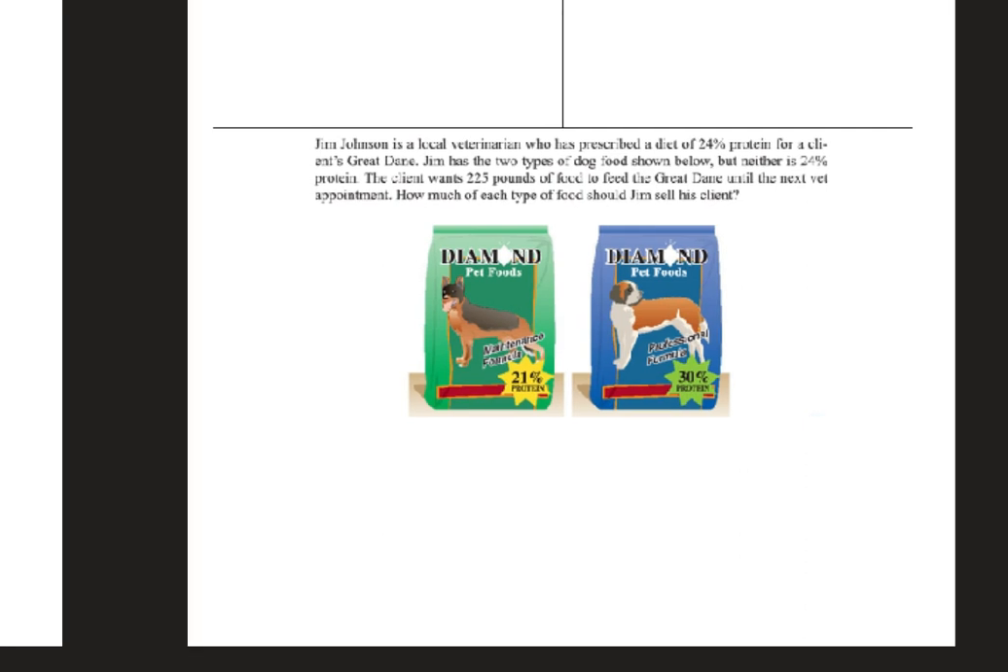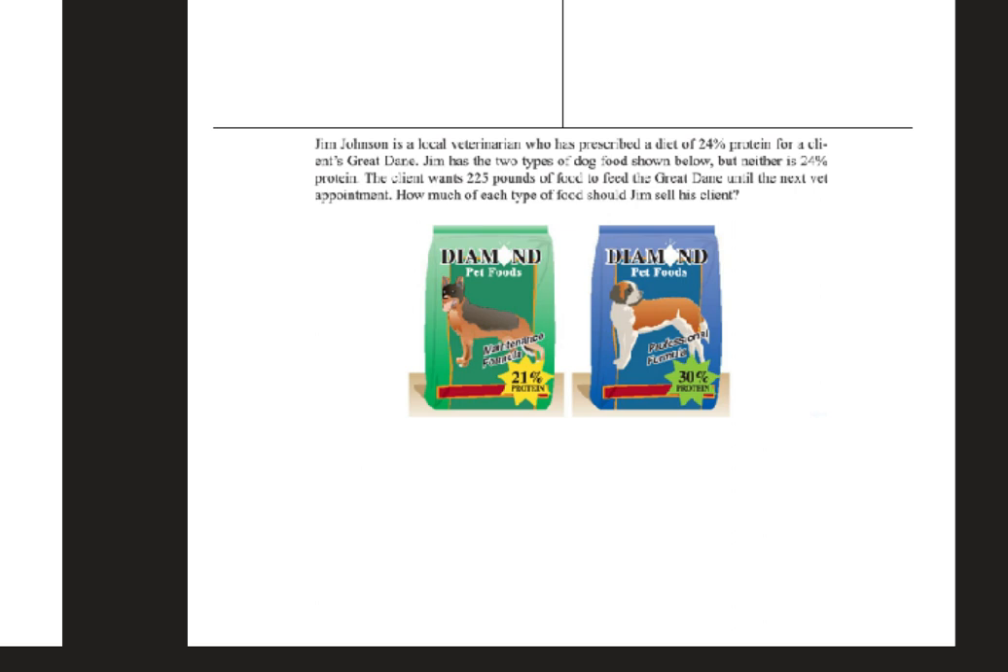This one is looking at dog food and using systems to solve this problem. So Jim Johnson is a local vet, and he has prescribed a diet of 24% protein for a client's Great Dane. Jim has 2 types of dog food shown below, but neither is 24%. The client wants 225 pounds of food to serve the Great Dane until the next appointment. And how much of each type should they have?